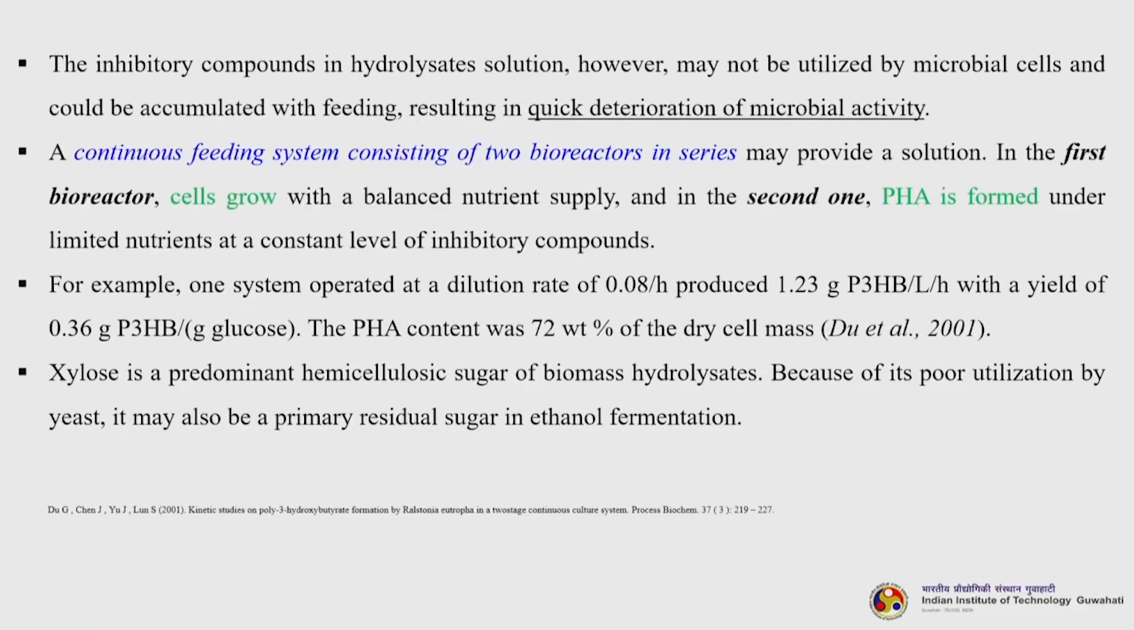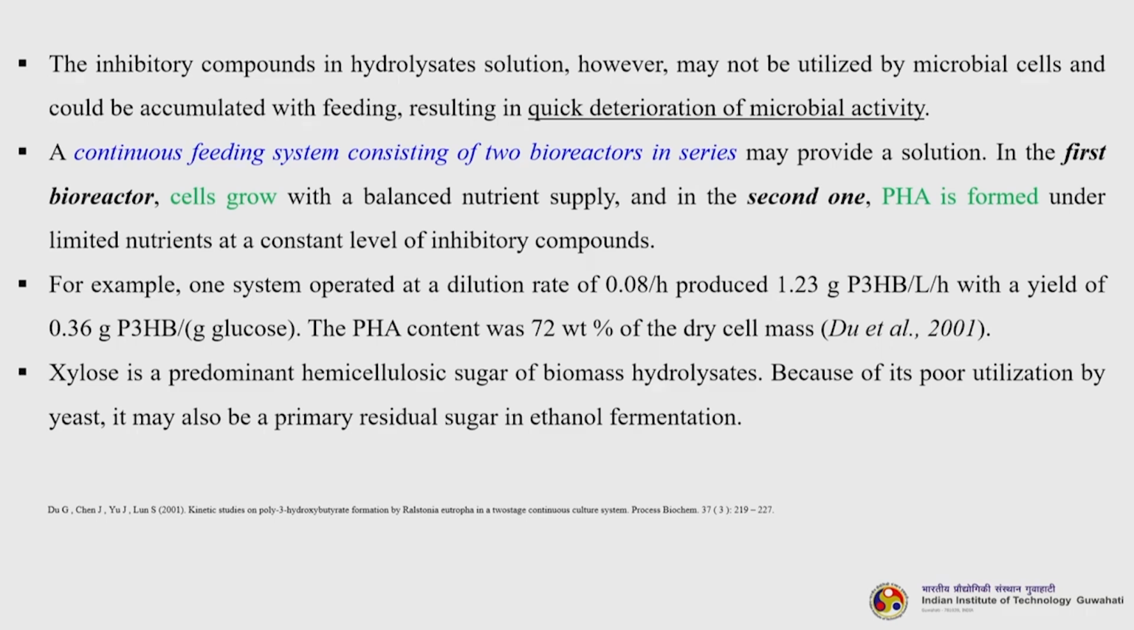The inhibitory compounds in hydrolysate solution, however, may not be utilized by microbial cells and could be accumulated with feeding, resulting in quick deterioration of the microbial activity. A continuous feeding system consisting of 2 bioreactors in series may provide a solution. So, how can it help us? Basically, in the first bioreactor you grow the cells. The cells grow with a balanced nutrient supply, basically you are growing the biomass.